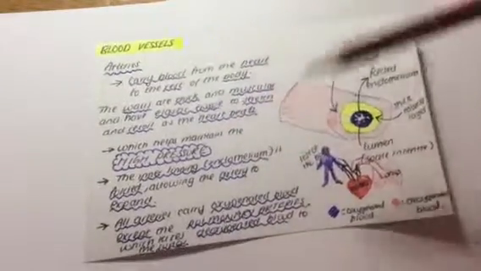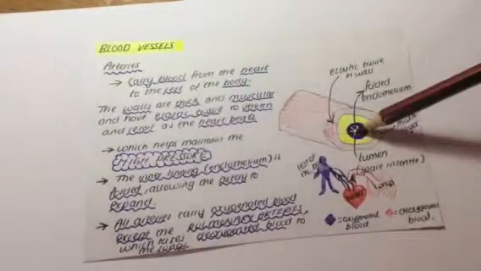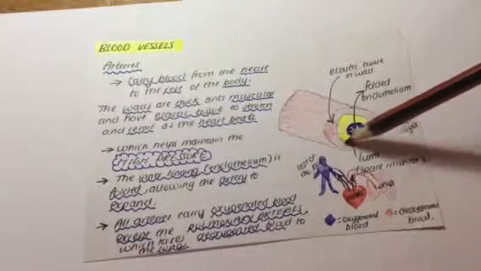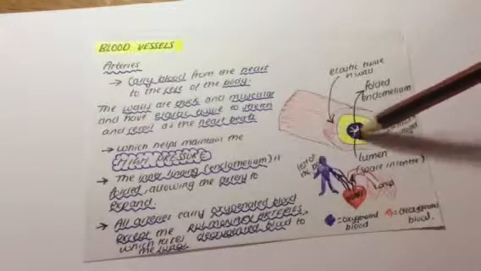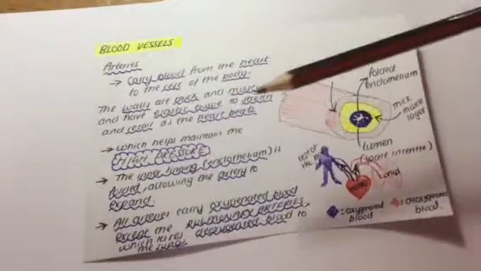And if you look here, the inner lining, the endothelium, is in a kind of folded structure. This is really important because it allows the arteries to expand.